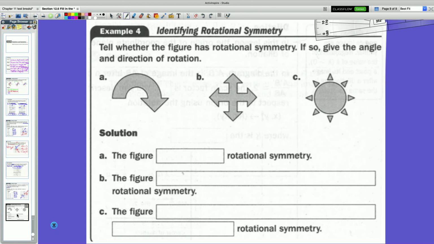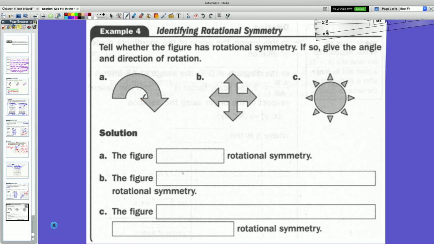All right, last concept for today then is identifying rotational symmetry. So can I spin an object less than a full circle for it to line back up with where it started? Okay, well, let's look at A here.